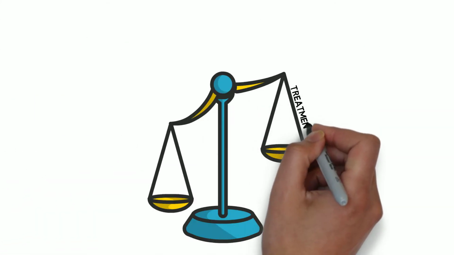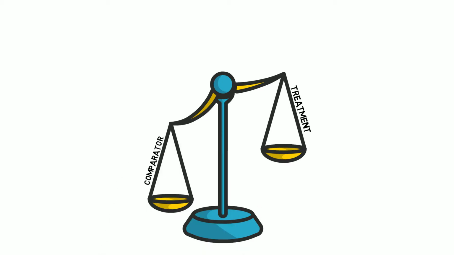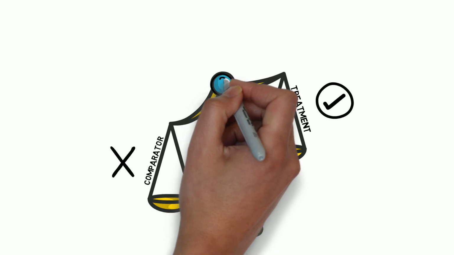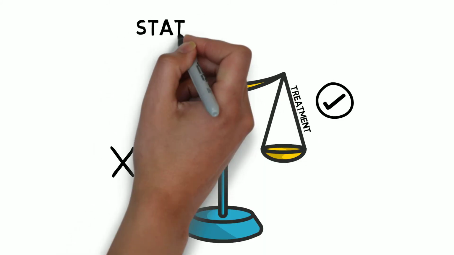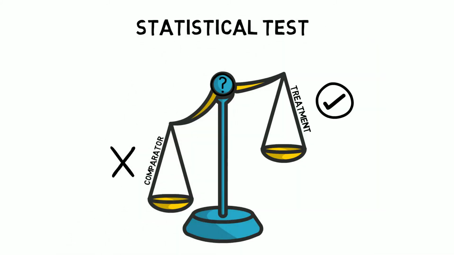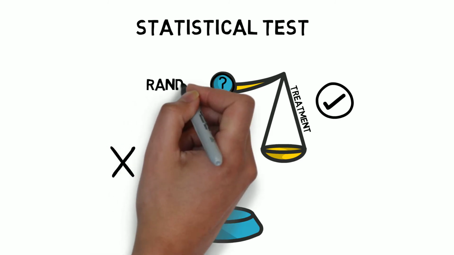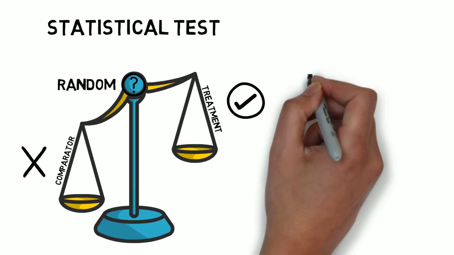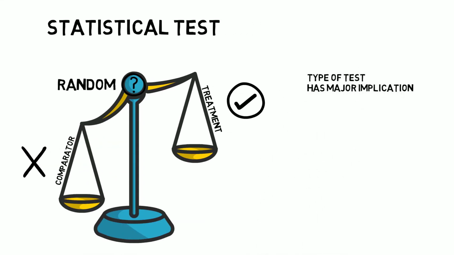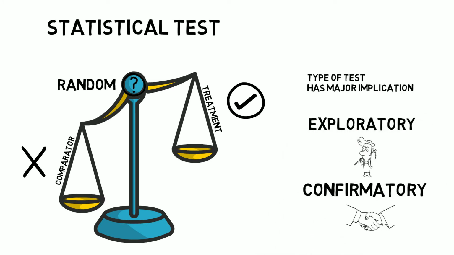If we assume that, on average, your treatment is better than the comparator, is this sufficient to say that there is benefit over the comparator? To answer this question, a statistical test has to be performed. It basically answers the question how likely it is that a difference could have been observed randomly. The type of test used here has a major implication on the conclusion you can draw, and this is where we come back to exploratory and confirmatory analysis.